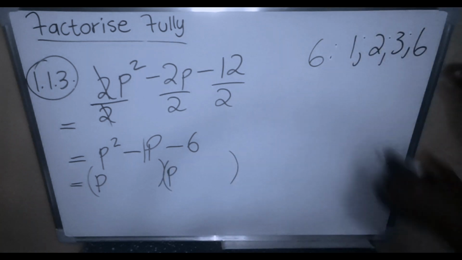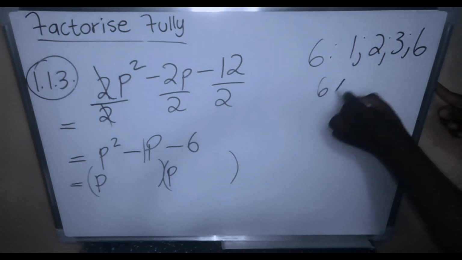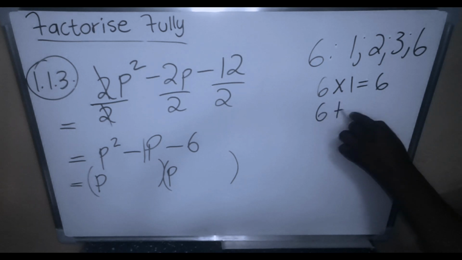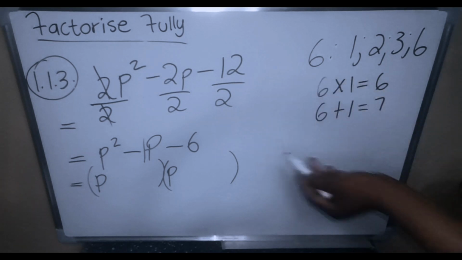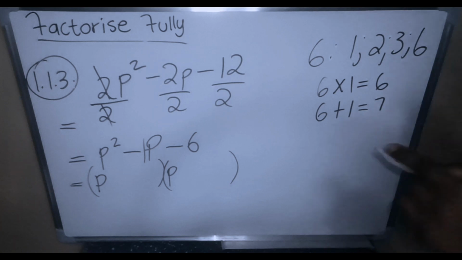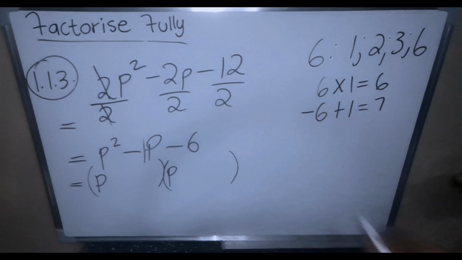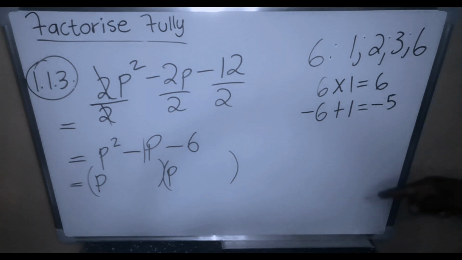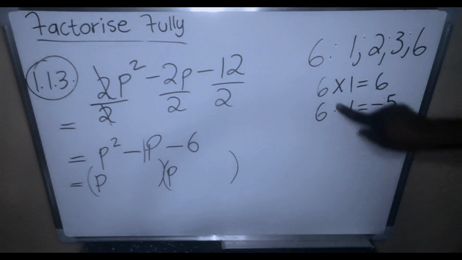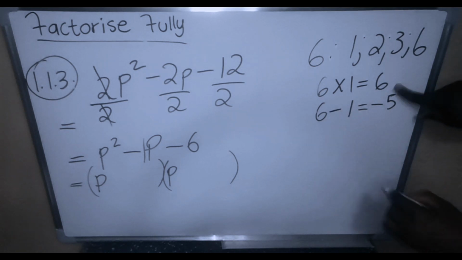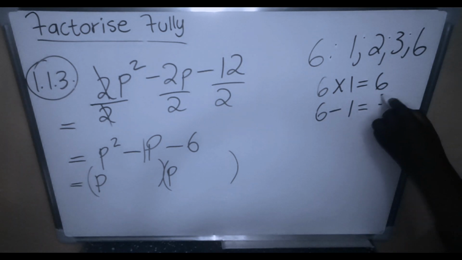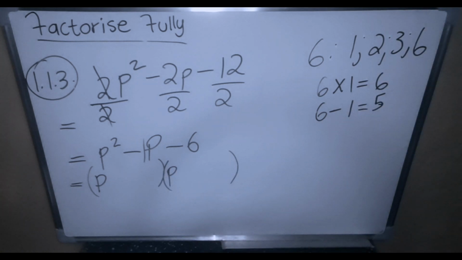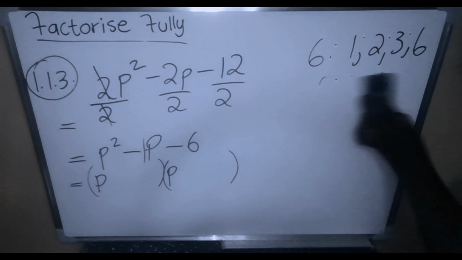How can I get 6? 6 times 1 is 6, guys. But 6 plus 1 gives 7. And you can change the signs by all means. You can say negative 6 plus 1 gives negative 5. You must just play with it, it's trial and error, guys. 6 minus 1 is 5. We need negative 1, so remember, it means 6 and 1 don't qualify. You remove them. It's a trial and error method here.